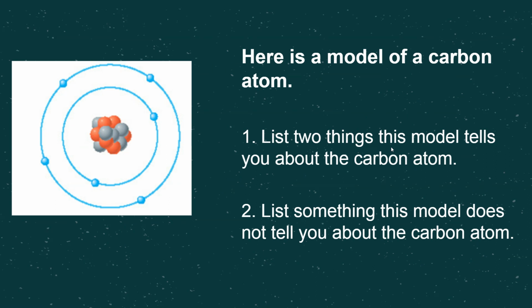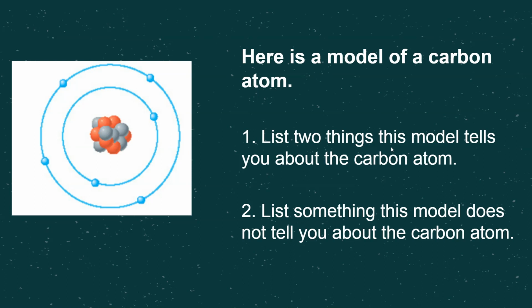Here's a model of a carbon atom. If you look for carbon on your periodic table, carbon is atomic number 6. It is in row 2 or period 2, and we can say it is in group 4A or 14. So now that we have that information, we want to list 2 things that this model itself tells us about the carbon atom. So don't go and Google search something. I want you to say, I know that there are 2 things this model can tell me.